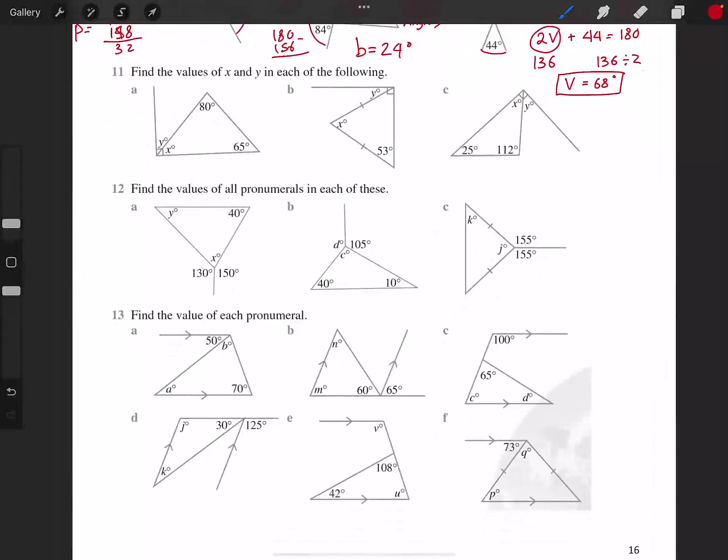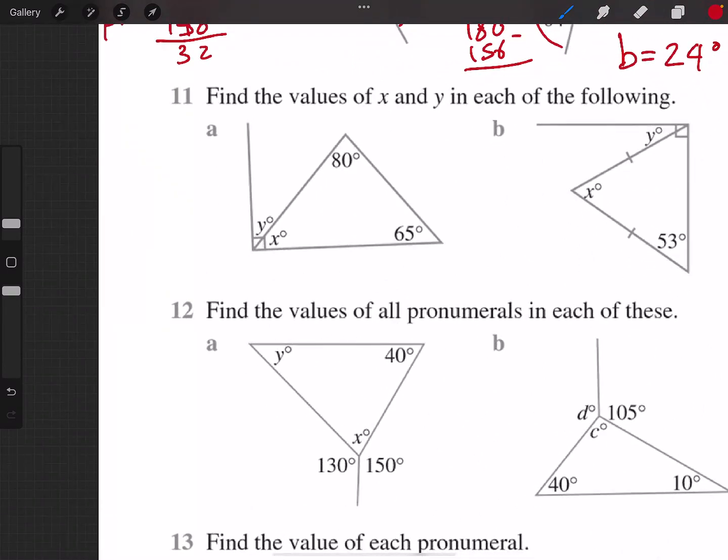Question 11. Find the values of X and Y in each of the following. Okay, so in here I can find X first. Because you've got 80 degrees and 65 degrees, I can find X using the angle sum of a triangle. 80 plus 65 is 145. So that means X must equal the difference between 145 and 180, which gives me 35 degrees.